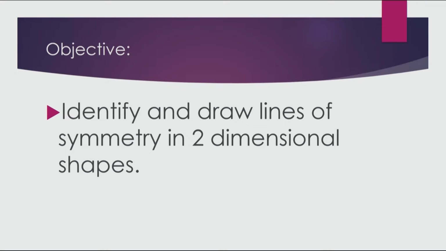So today we're going to identify and draw lines of symmetry in two-dimensional shapes. What do I mean by two-dimensional shapes? Very good. 2D shapes, or flat shapes. Example: circle, square, rectangle, triangle, pentagon, rhombus, kite, and so on. So you know your 2D shapes. You've been doing 2D shapes since you were in creche, and you did it in P2 and in P3. Very good. So you know all your shapes. So let's continue.